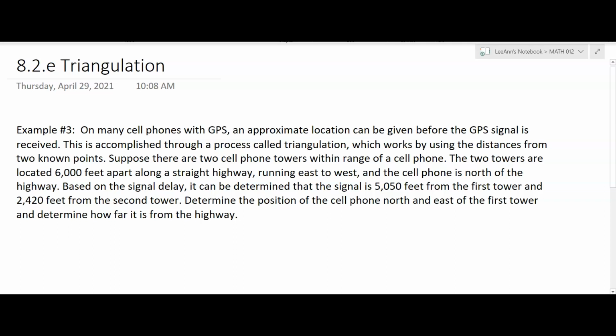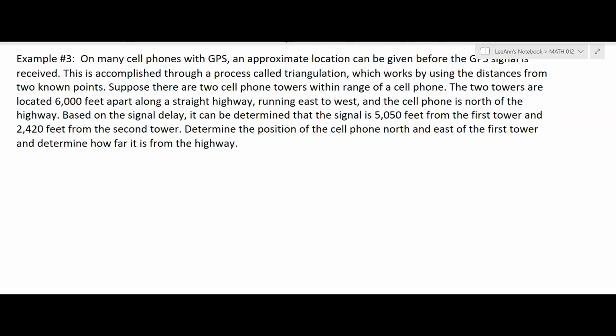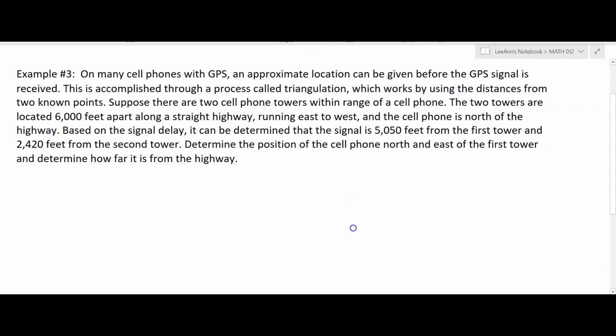Okay, so this problem says, on many cell phones with GPS, an approximate location can be given before the GPS signal is received. This is accomplished through a process called triangulation, which works by using the distances from two known points. Now, they don't give us a picture for this problem, so we're going to have to draw it ourselves.